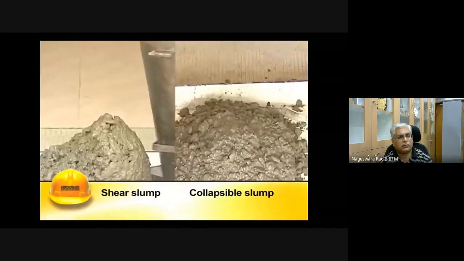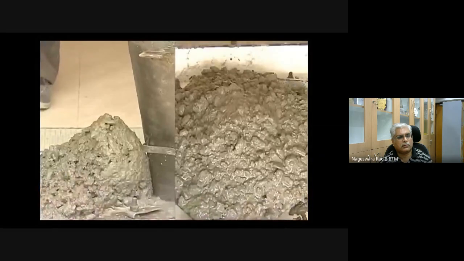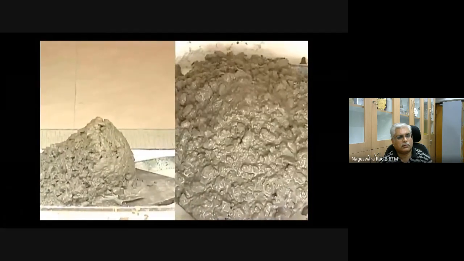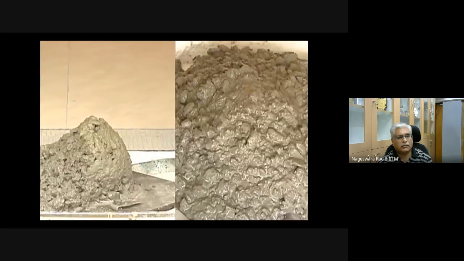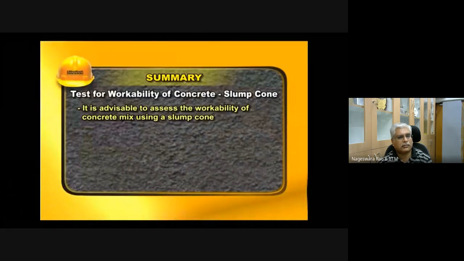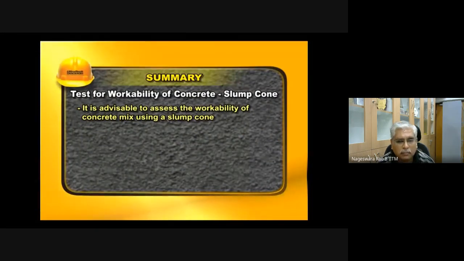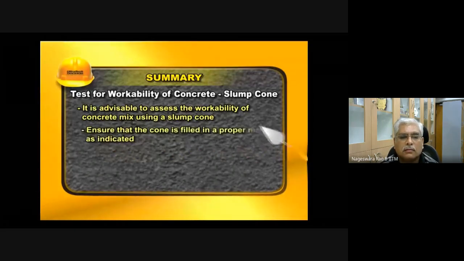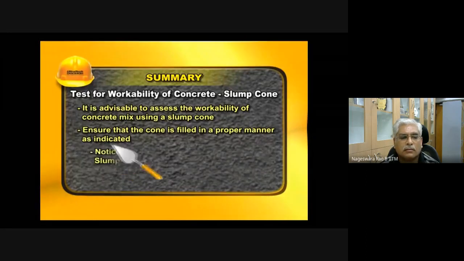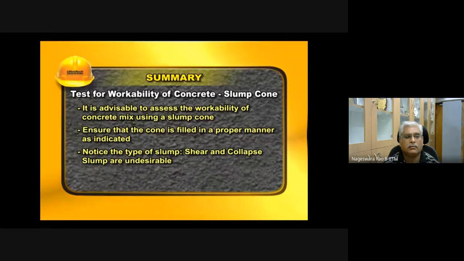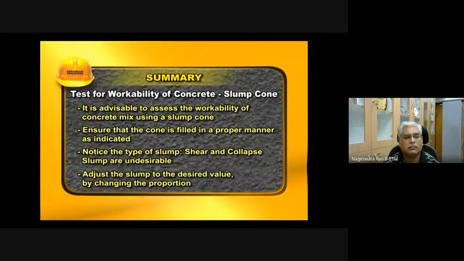In case of slump results beyond the specified limits, the mix proportion needs to be adjusted, especially the water content. The slump can also be varied by changing the proportion, size, and combination of the various sizes of the aggregates. It is advisable to assess the workability of concrete mix using a slump cone. Ensure that the cone is filled in a proper manner as indicated. Notice the type of slump. Shear and collapse slump are undesirable. Adjust the slump to the desired value by changing the proportion.